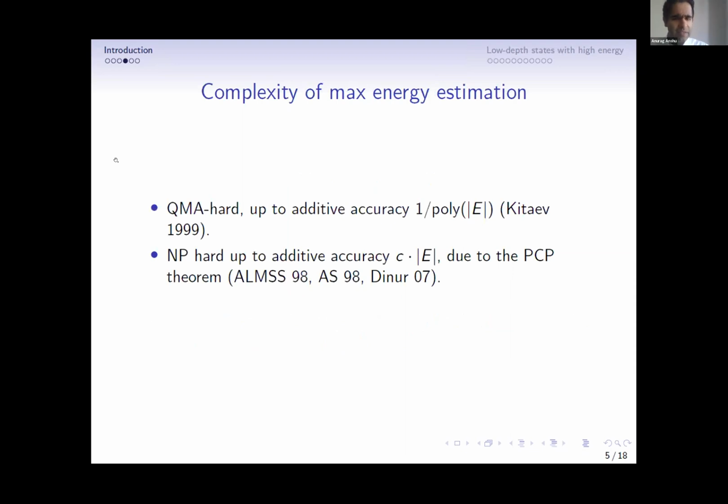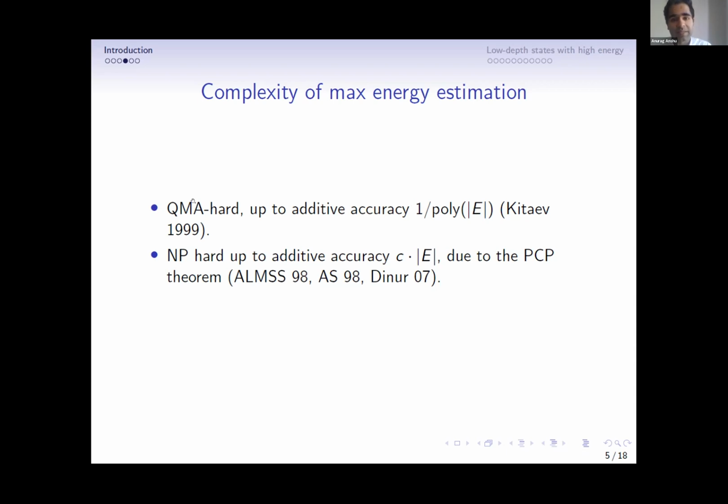A few results are very well known. In fact, these are some of the pivotal results of this topic. It's known that if you want to approximate the max energy up to a very tiny error, which is 1 over the number of edges to the power 2 or 3, something like that.